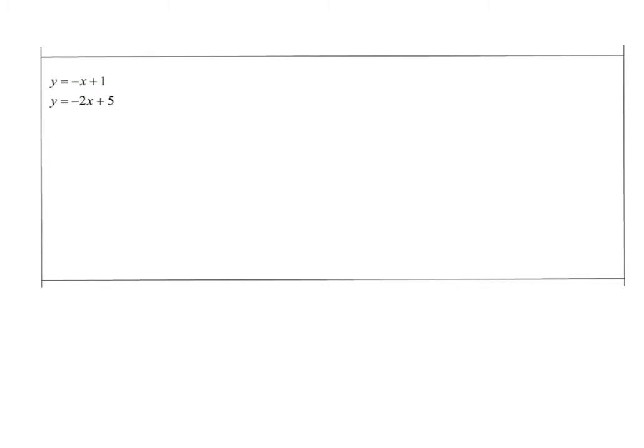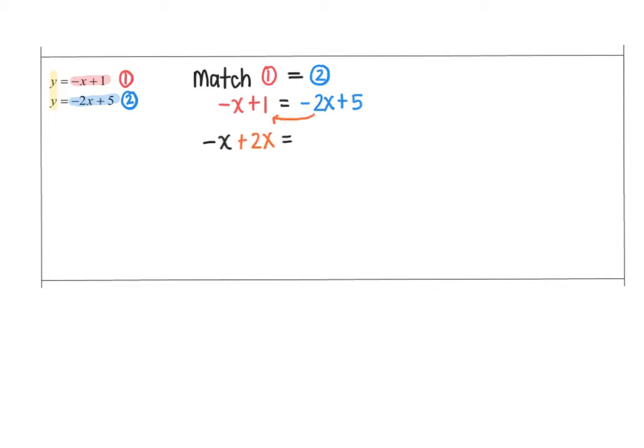In our second example, we'll use the same strategy of substitution by matching up the two sides of the equation. So if y equals negative x plus 1 and y equals negative 2x plus 5, that means that negative x plus 1 must equal negative 2x plus 5. We'll solve this equation by moving the negative 2x across the equal sign and turning it positive, and moving the positive 1 across the equal sign and turning it negative. Negative x plus 2x will give us just x, and 5 minus 1 will give us 4. So our x-coordinate for the point of intersection will be 4.